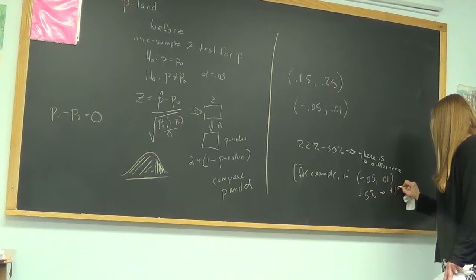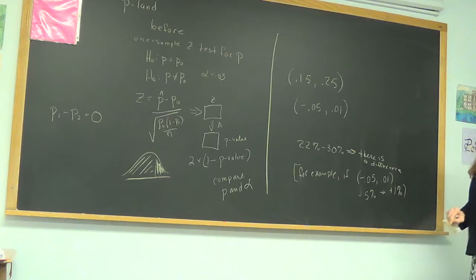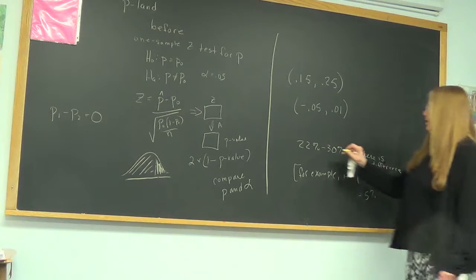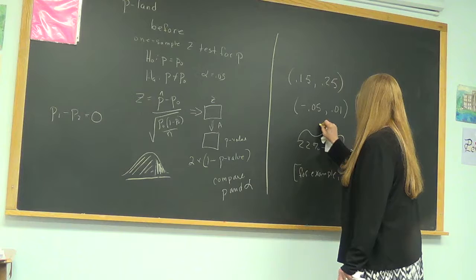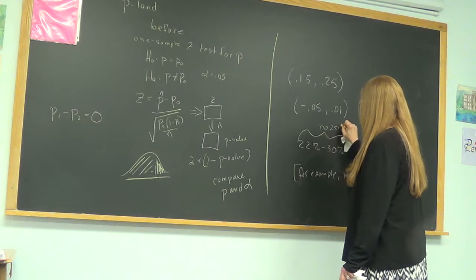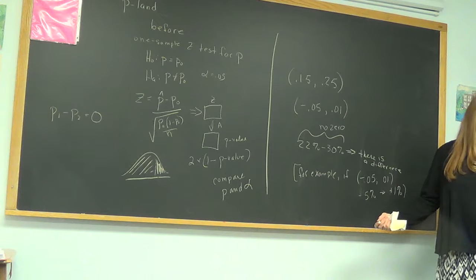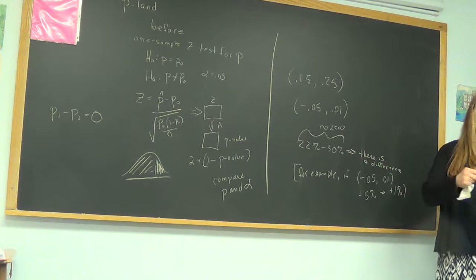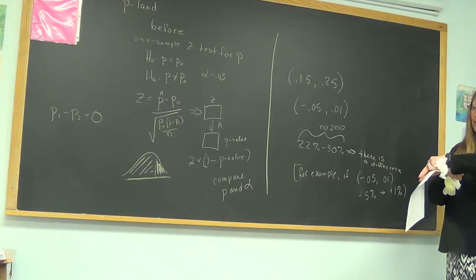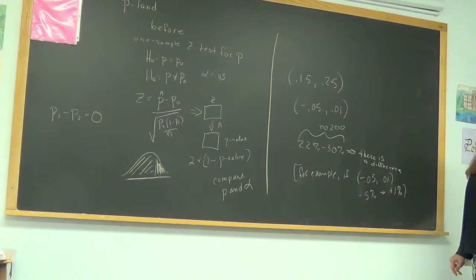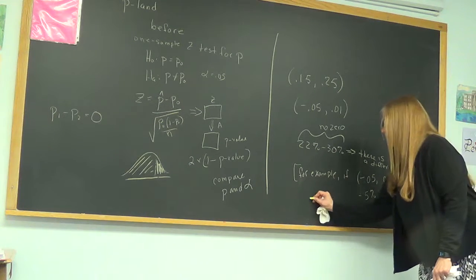If the interval doesn't contain 0, then it has convincing evidence that there is a difference. If it doesn't contain 0, how else are you going to get 0? Unless it starts right at 0, there's still a difference. Negative 0.05 to negative 0.01 is still negative, so there's no chance of there being no difference.